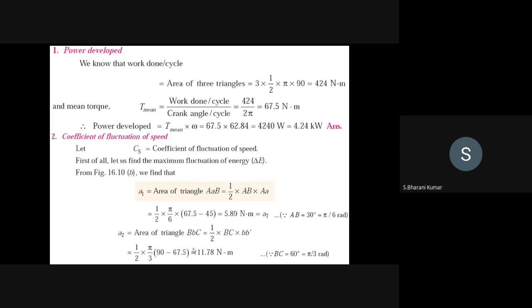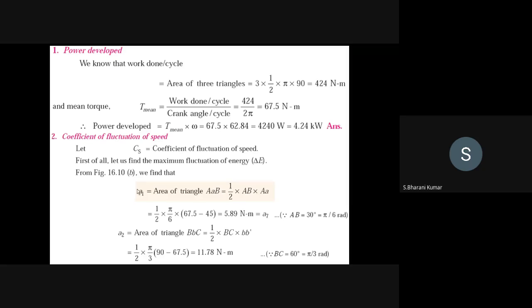Okay, off into BC's value is pi by 3. 60 degrees is nothing but pi by 3. And B into B dash equals 90 minus 67.5, that is 11.78 Newton meter. That's the same thing. It will be repeated for A2, A3, A4, A5, and A6.